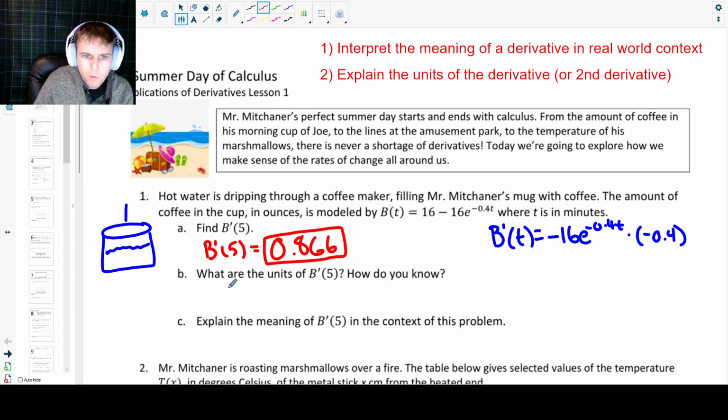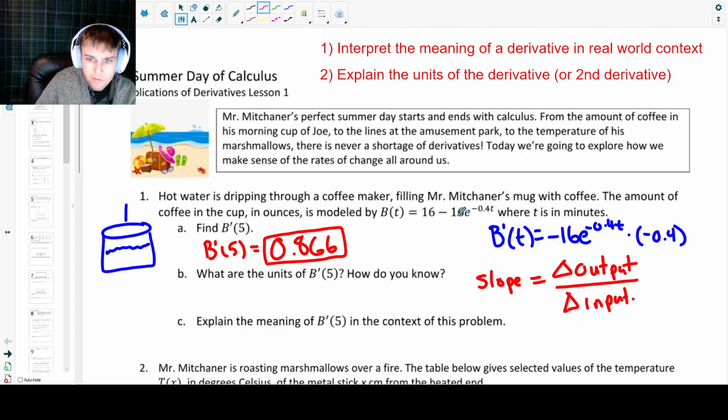Part B: what are the units of b prime of 5 and how do you know? I'm going to start with how we know what the units are. Remember that the derivative is a function that gives us the slope of our original function, or the rate of change of our original function at any given value. So slope is the change in our output, change in y, divided by the change in our input, change in x.